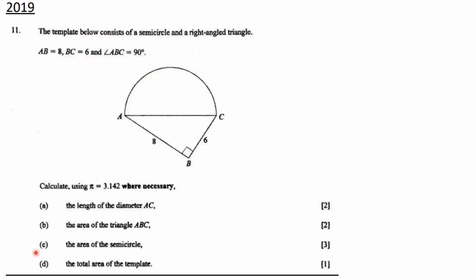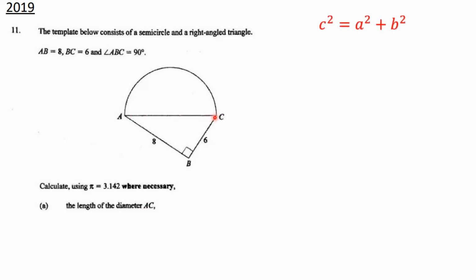Okay, let's move on to this next question. Here it says, the template below consists of a semicircle and a right angle triangle. So here they want us to figure out the length of the diameter AC. And so the diameter AC right here, that is a part of this triangle. It is a right triangle, so we could use Pythagoras theorem. This is the longest side, so that's definitely the hypotenuse, which is C, right?